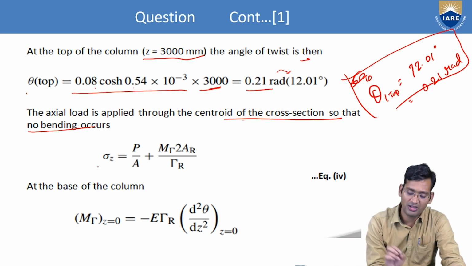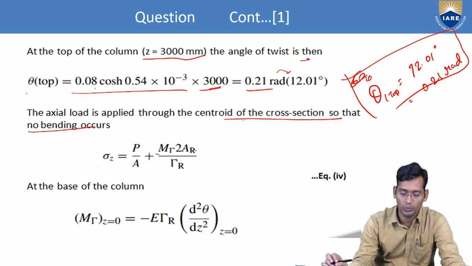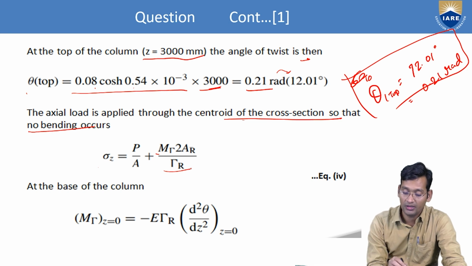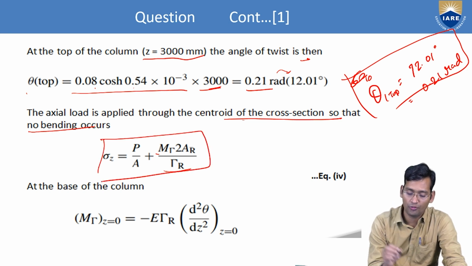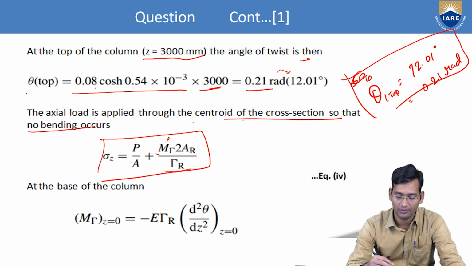So now sigma z equals P by A plus M tau into 2AR by tau R. Right, so this is the sigma z value. Now for that, what do we require? First we have to find M tau. 2AR is already there.